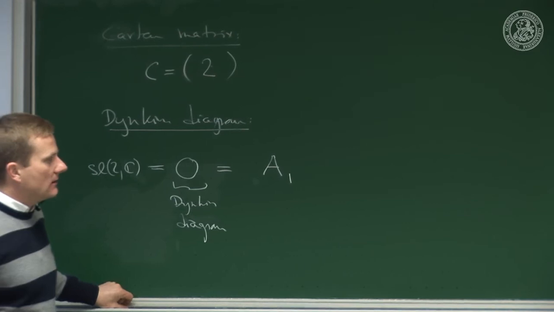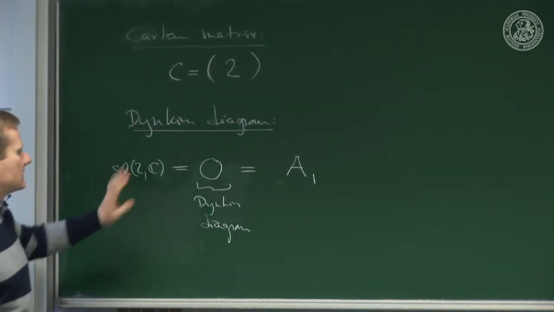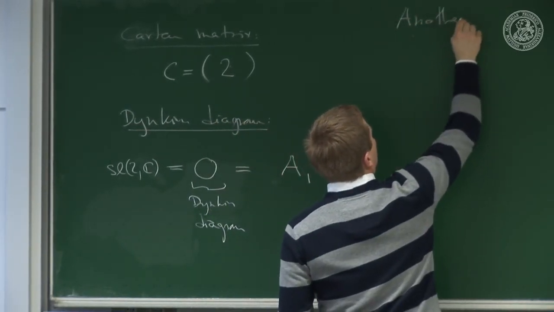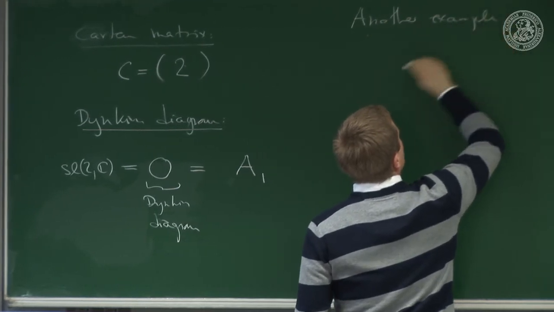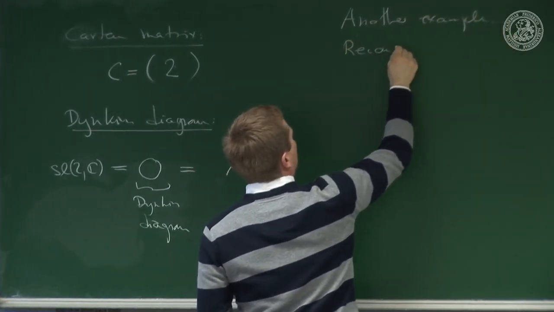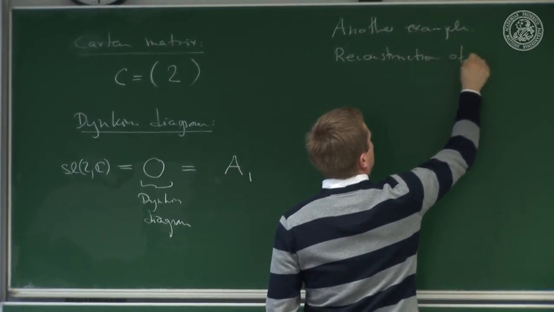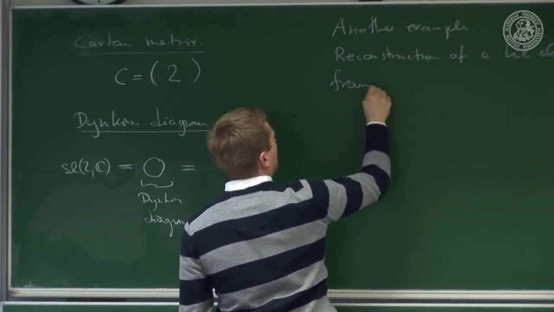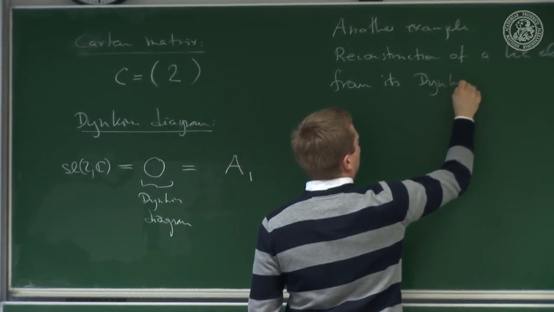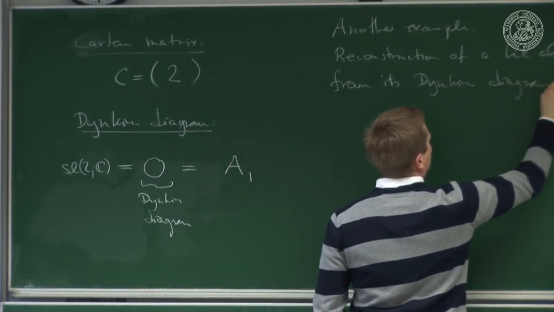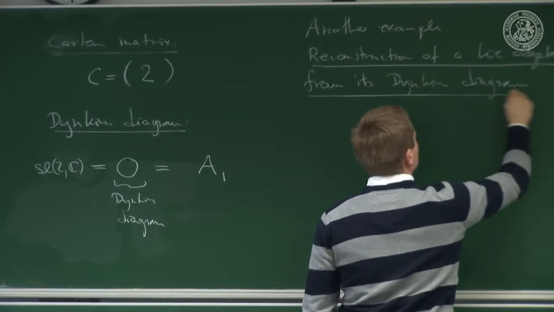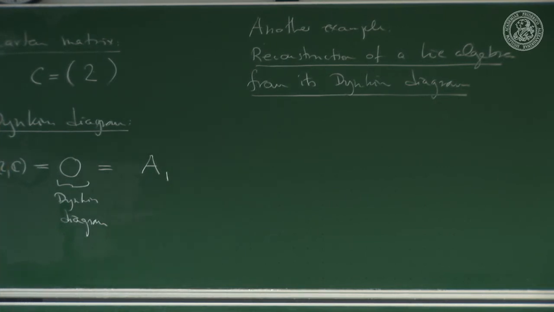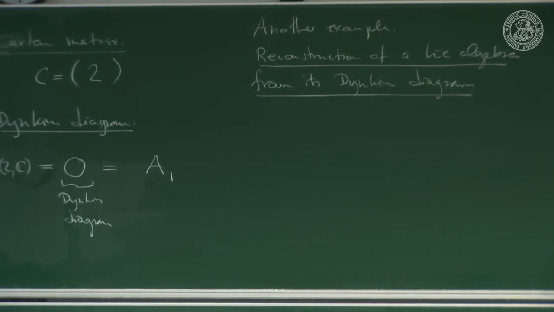Okay, so now the example of SL2C is finished, but I would like to give you another example, and that is the reconstruction of a Lie algebra from its Dynkin diagram. So far we came from the group, we went down to the algebra and then to the Dynkin diagram. Now we go the opposite way, well, at least from Dynkin diagram to the Lie algebra.